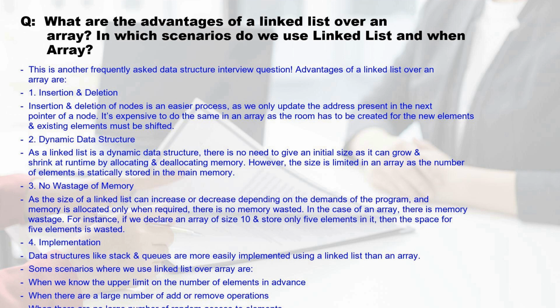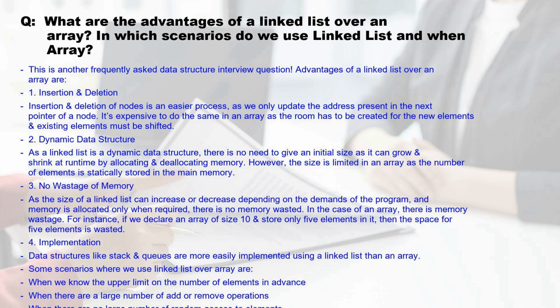It's expensive to do the same in an array as room has to be created for the new elements and existing elements must be shifted. 2. Dynamic data structure. As a linked list is a dynamic data structure, there is no need to give an initial size as it can grow and shrink at runtime by allocating and deallocating memory. However, the size is limited in an array as the number of elements is statically stored in the main memory.